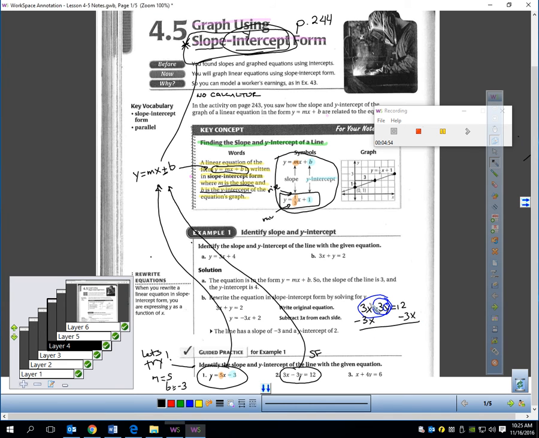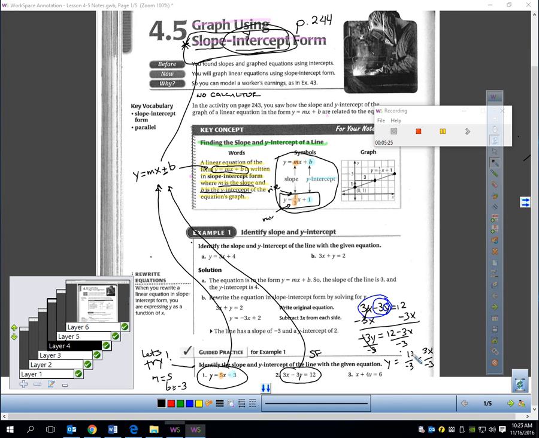So that would give me -3y equals 12 minus 3x. And then I'm going to have to divide each side by negative 3. And I'm going to break this up into separate fractions. So I'm going to have 12 over negative 3. Oops, that's a positive 12. 12 over negative 3 minus 3x over negative 3.